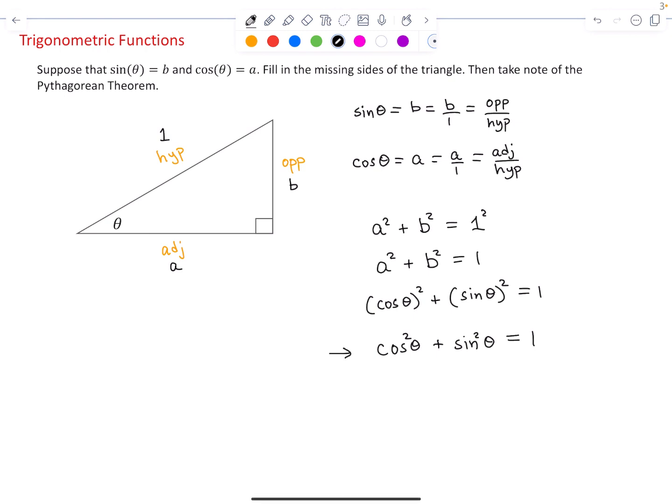Down the road, we're going to call this the Pythagorean identity. And it will be true no matter what theta is. It can be any measurement. Both of these angles must be theta for this to be true.